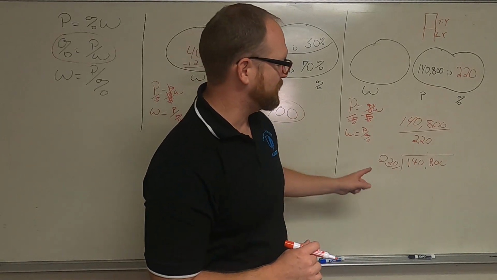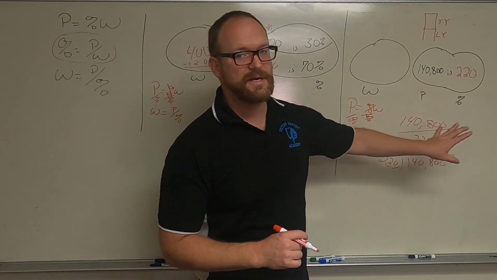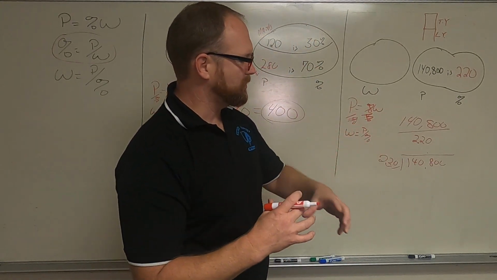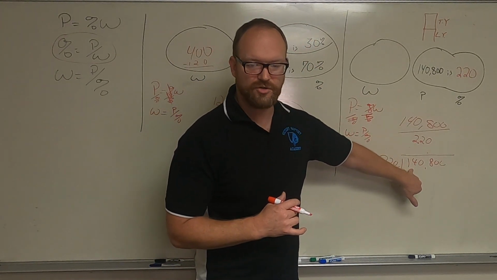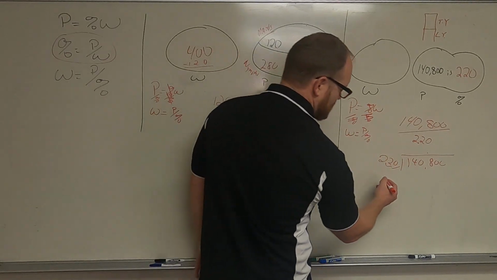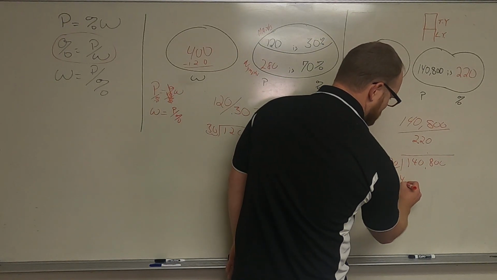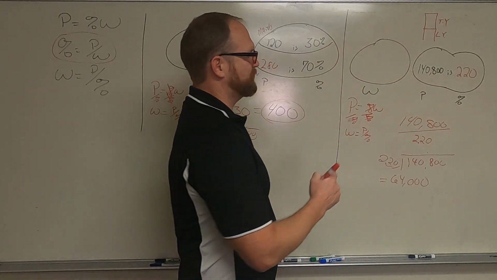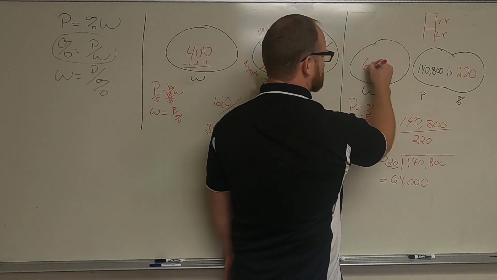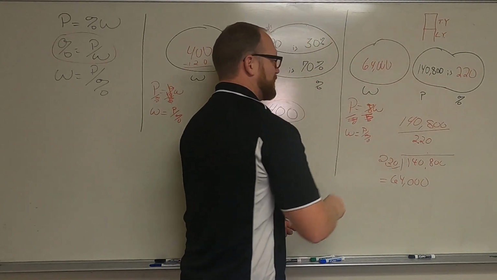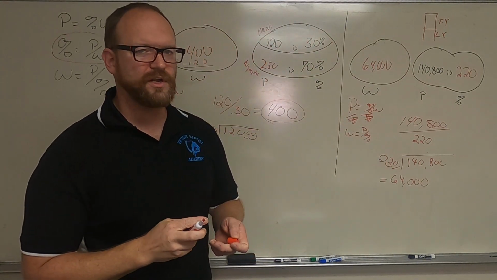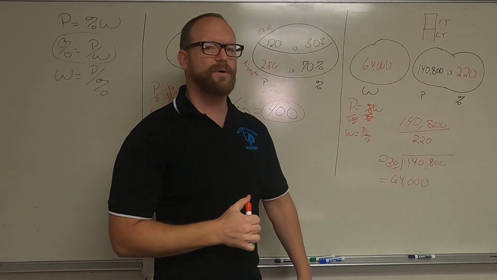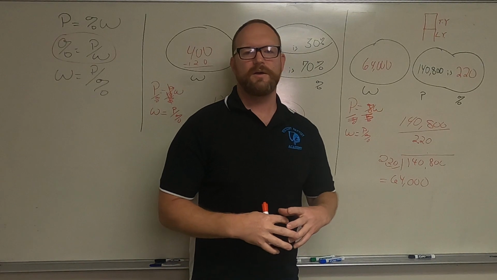So what happens whenever we take 220 into that big number, we're going to get a much smaller number than we had here initially. And so that smaller number after we did that is going to equal 64,000 bushels. And so our whole is going to be 64,000. Now look at it, and if we're looking at this, you're thinking it doesn't make sense because the whole is much smaller than the part. How is the whole smaller than the part?